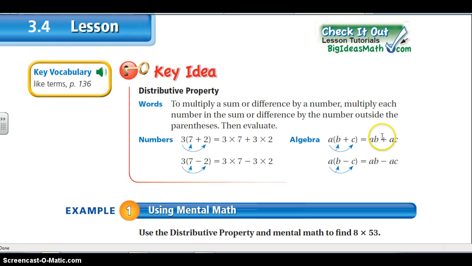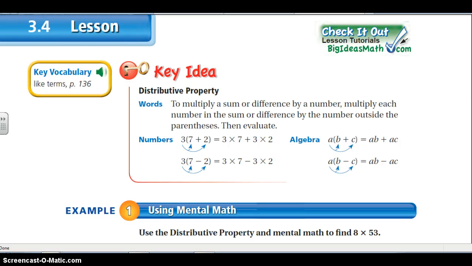So please write down the numbers. No, don't write them down for this. This will be one of your vocab setups. So let's look at the numbers. You have, in the key idea, 3 times 7 plus 2, and this is also on page 34 of your book, equals 3 times 7 plus 3 times 2. Same thing.